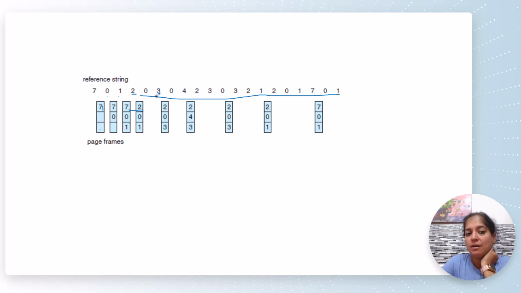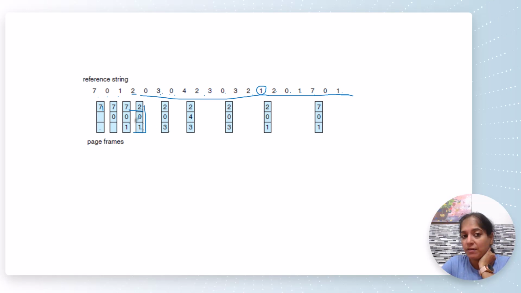Now 0 is there, now for 3. If we see 3, which page to choose out of these 201? So if we see 201701, 1 will be used at the end, right? 2, 0, 2, 0: 0 is required here, 2 is required here, 1 will be required at the end. So we will choose 1 for the replacement.